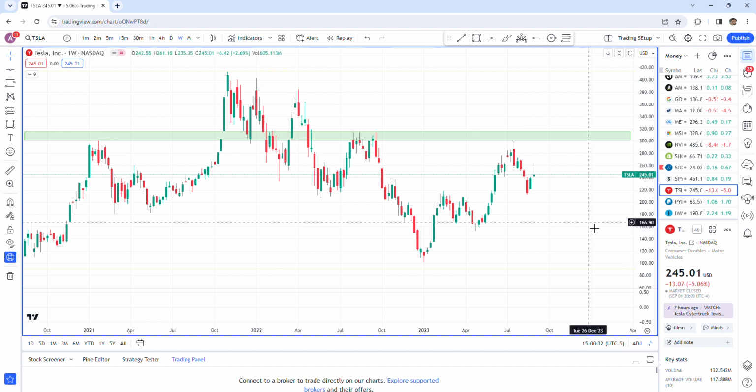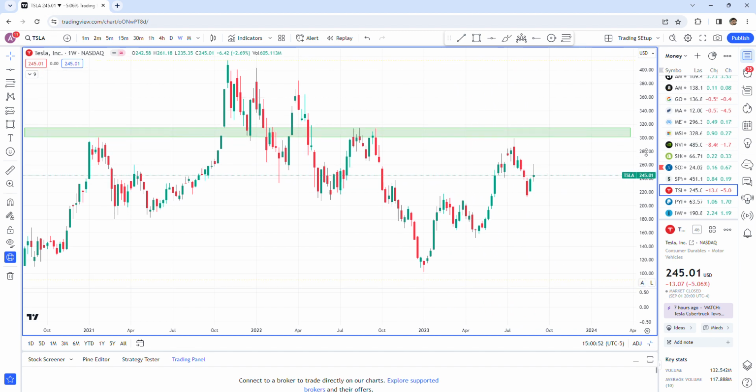However, if we break out of this area, it's going to be pretty nice because last time we broke out of here, we had a gap fill, and also here we broke out, not as big as we did over here, but we did get a nice breakout and one here as well. So this is a very respected zone on Tesla.